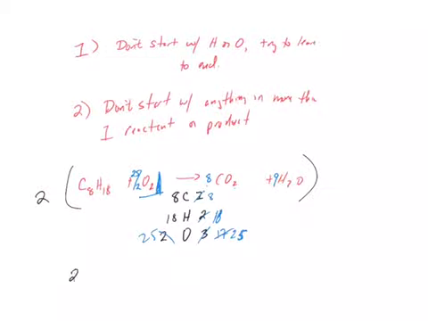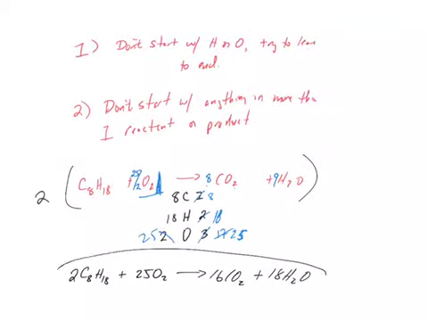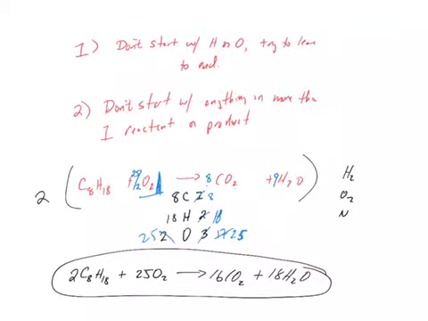So this becomes 2C8H18 plus 25O2 goes to 16 CO2s plus 18 H2Os. Okay? You can only use this with the diatomics. Remember? Hydrogen, oxygen, nitrogen, fluorine, chlorine, bromine, or iodine.